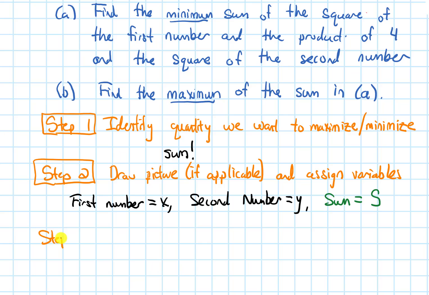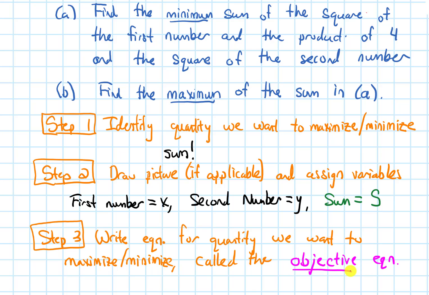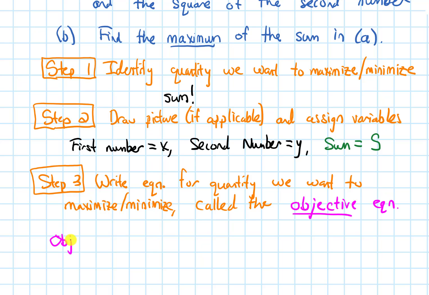So step 3, now that we have our variables assigned, is to write an equation for the quantity that we want to optimize, and that means either maximize or minimize. And this is called the objective equation. So I'm going to underline that key term, objective. So let's think about what the objective for our problem would be.